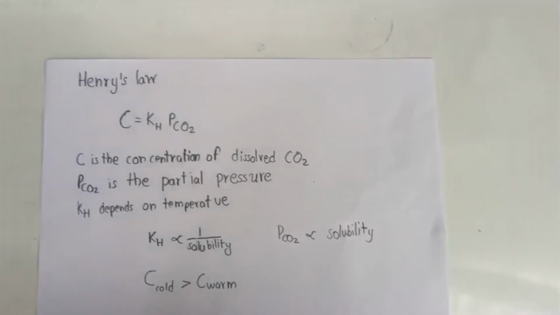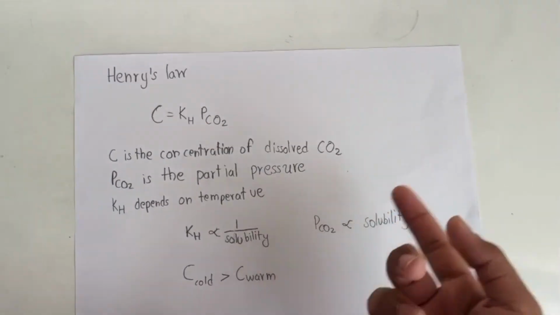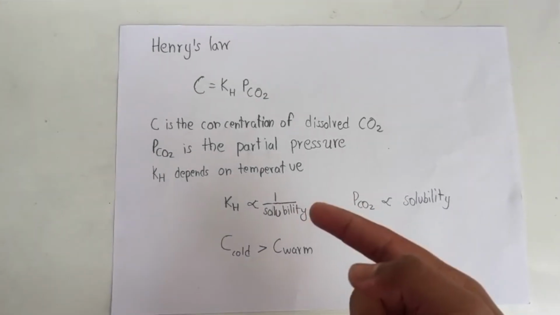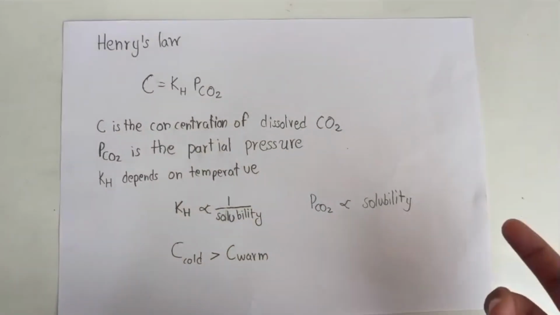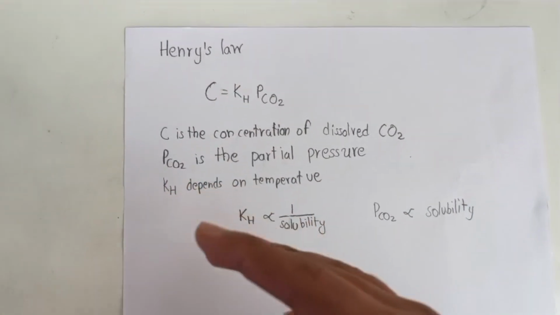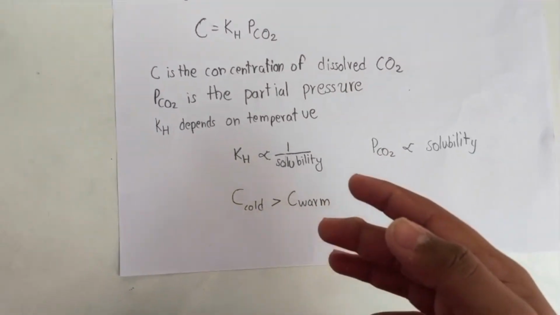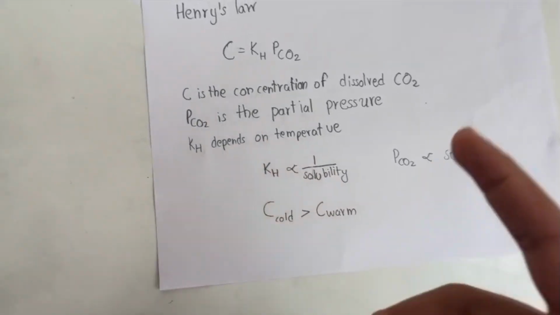What we discussed can be mathematically expressed as Henry's law. Concentration of gas is equal to Henry's constant times partial pressure. Over here, Henry's constant is inversely proportional to solubility of our gas and partial pressure of the gas is directly proportional to solubility. Now, Henry's constant depends on temperature, and as we know, lower the temperature, higher the solubility, and higher the temperature, lower the solubility. We can also say concentration of gases at low temperature will be higher than concentration of gas at high temperatures.